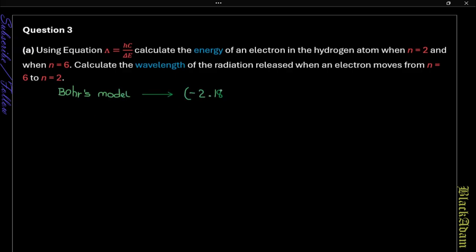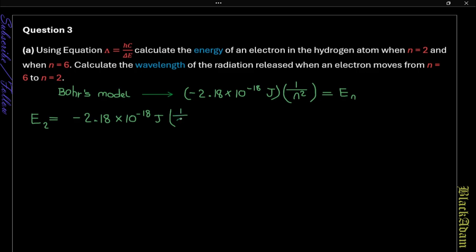Bohr's model says that we have negative 2.18 multiplied by 10 to the power negative 18 joules multiplied by 1 over n squared. So that's the position. From there, let's use 2. That is equal to the energy. So if you have energy n, final, that's negative 2.18 multiplied by 10 to the power negative 18 joules, multiplied by the inverse of n squared, which is the inverse of 2 squared.